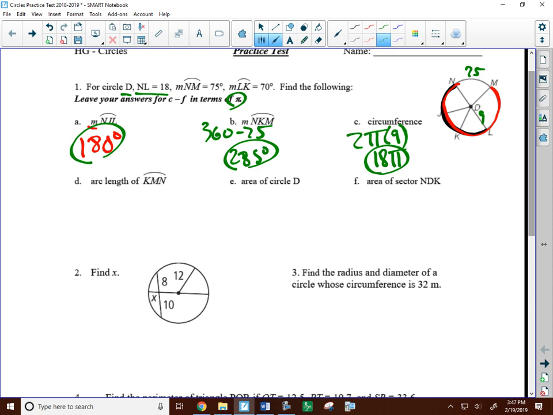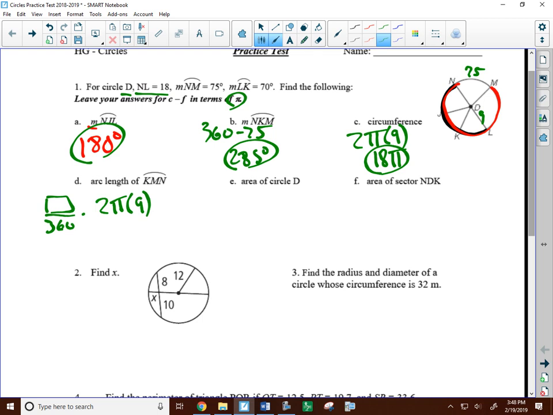pi. Now arc length. I put these in order because watch how similar these are. The only difference here, now be careful, not arc measure, arc length. It's like part C, but the only difference is you have a measure of an arc here, times 2 pi 9. So notice you're still going to get 18 pi, but you're going to do a part of it, a fraction of it. So what goes there?